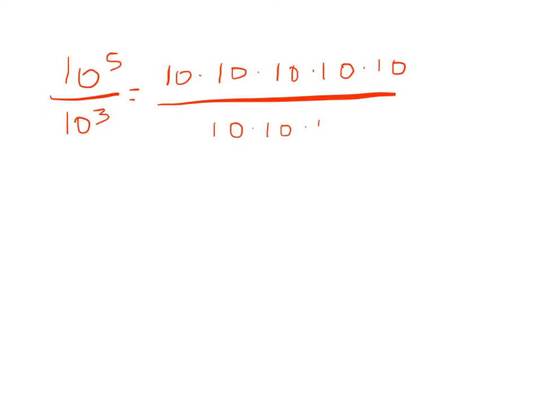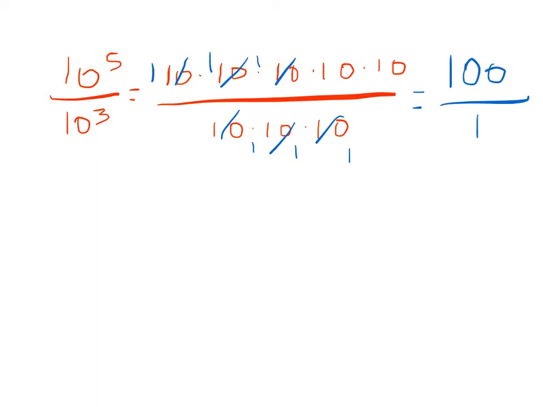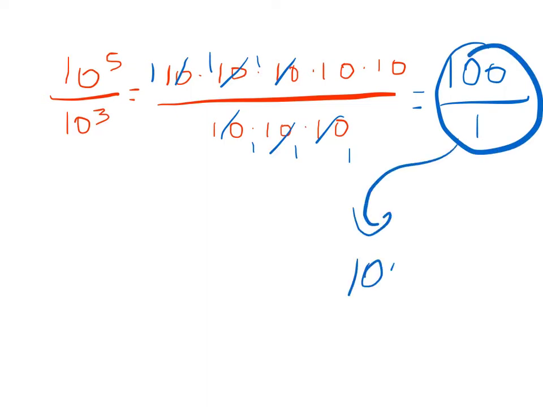In our next one, we've got 10 to the 5th over 10 to the 3rd. 10 times 10 times 10 times 10 times 10. 5 of them. And I've got 3 of these down here. So they cancel out and make 1 over 1. These two will cancel out and make 1 over 1. These two cancel out and make 1 over 1. So we've got 10 times 10, and that's 100. 1 times 1 times 1 is 1. So if I simplify this, my answer is 100, or 10 squared. Okay.